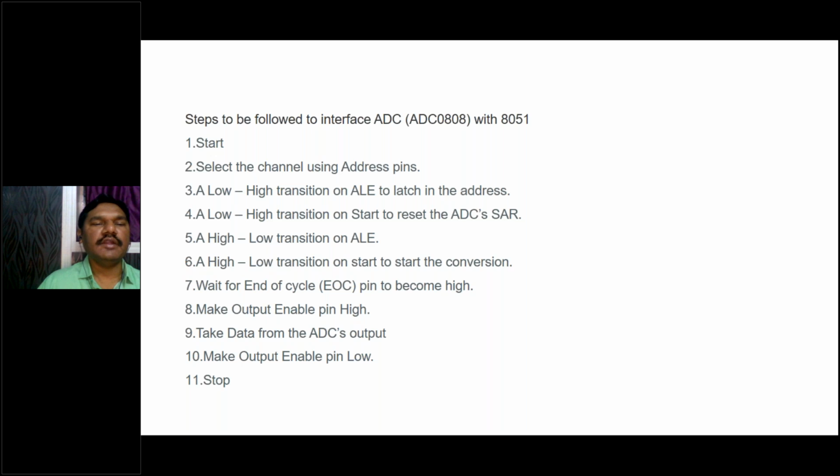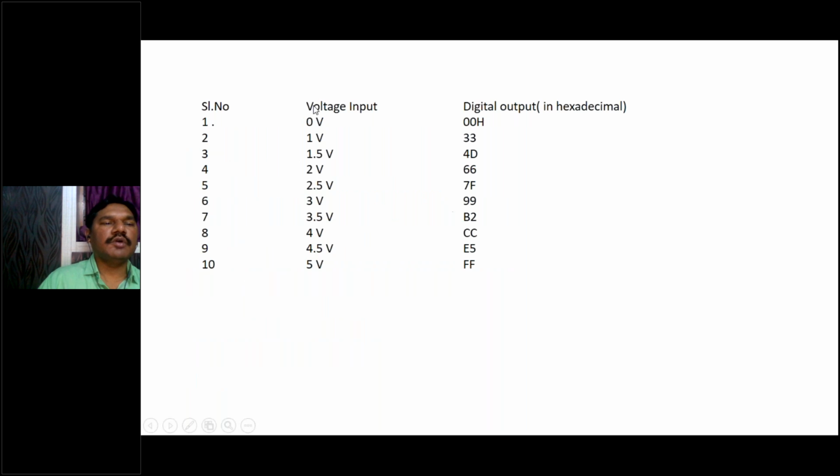The same steps I have taken, and see now. If the input is 0 volts, then it will be displayed as 00H, an 8-bit hexadecimal number. 1 volt gives 33H, 1.5 volts gives 4DH. Between 1 volt and 1.5 volts, the numbers are in between 33H and 4DH. See here the higher digit values: 3, 4, 6, 7, 9, B, C, E, F I am taking. So values are increasing from 00H to FFH.